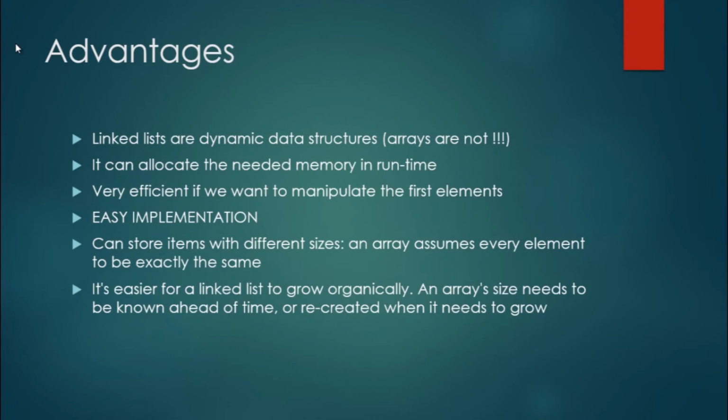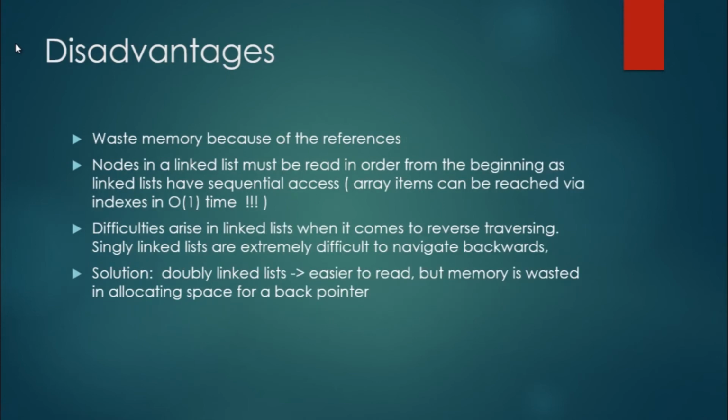An array assumes every element to be exactly the same, and it is easier for a linked list to grow organically. An array size needs to be known ahead of time or recreated when it needs to grow. If we want to remove an item from an array, we have to recreate it. We just have to swap the items and reconstruct most of the array. For example, if we remove the first item, then we have to reconstruct the whole array. On the other hand, the linked list can grow organically without any problem.